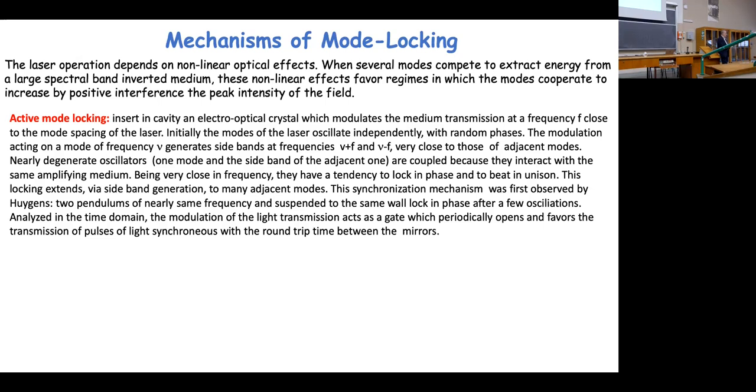Another way to look at that is to say the following. When you do this kind of modulation, it is as if you opened a window which has the same period as the time it takes for the light to go back and forth between the mirrors. So it's quite clear that if the modes cooperate, they will all pass through this window and not be absorbed. In fact, it's as if you open the gate which allows a pulse of light to go back and forth without being absorbed.